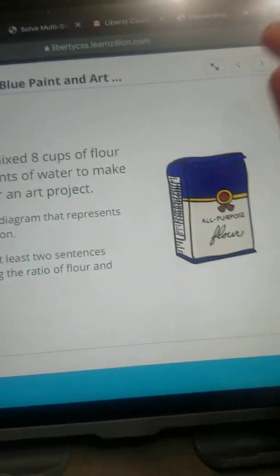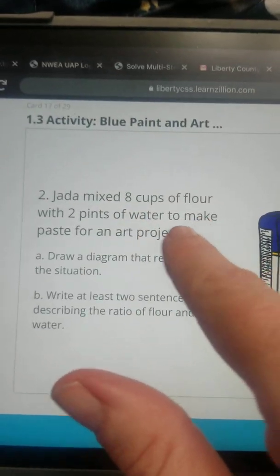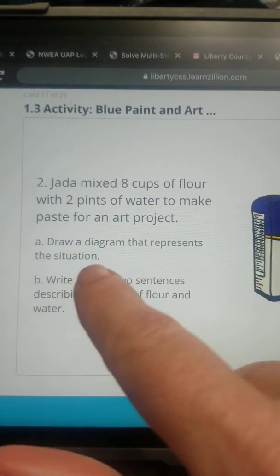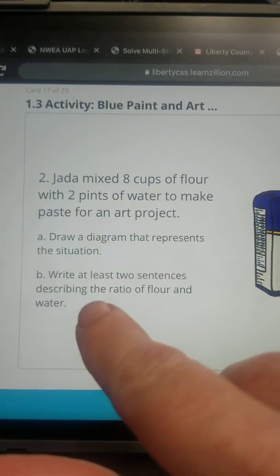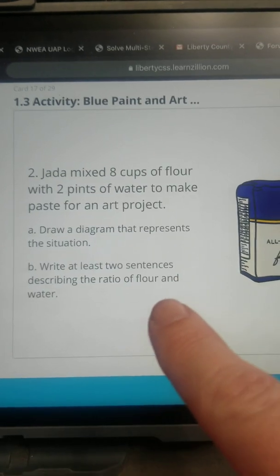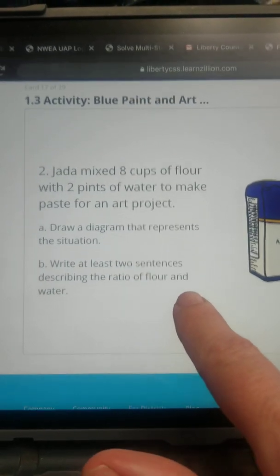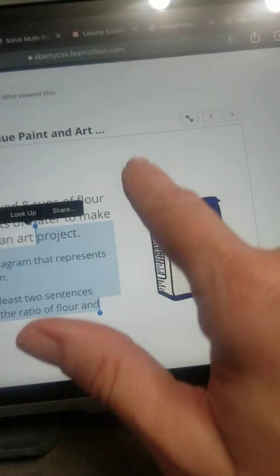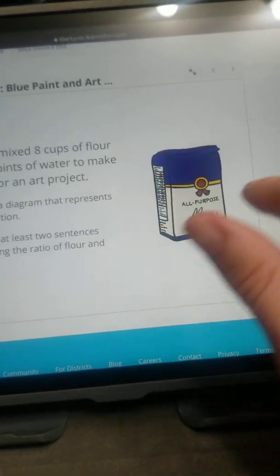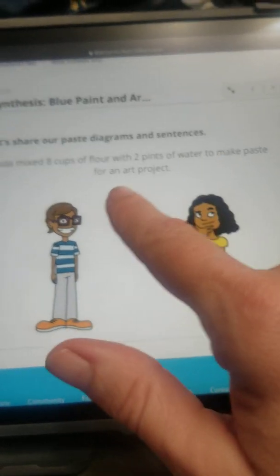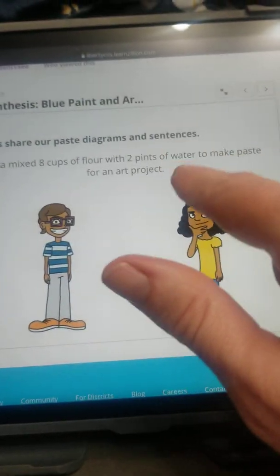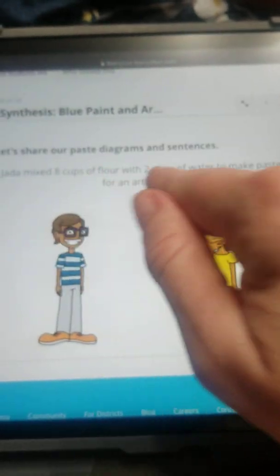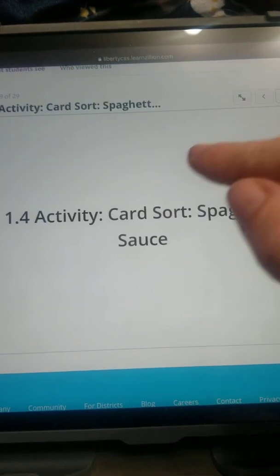All right, look at those. Jada mixed 8 cups of flour with 2 pints of water to make a paste for an art project. Draw a diagram that represents the situation. Write at least 2 sentences describing the ratio of flour and water. And I don't see that you can write it on here, so you may need to take a screenshot. Let's share our paste diagrams and sentences. Jada mixed 8 cups flour with 2 pints water.